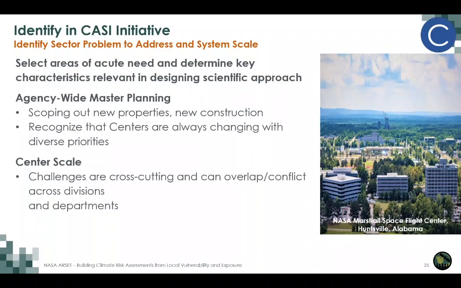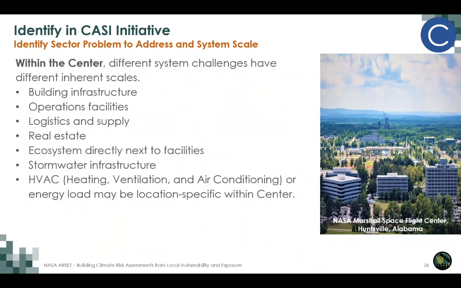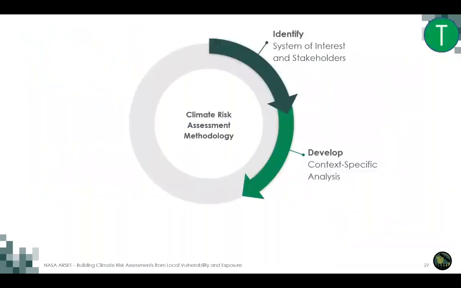At an agency level, the priorities and budget allocations are longer term, like scoping out new properties and new constructions, whereas at center scale, the challenges are cross-cutting between departments. Infrastructurally, these challenges within a center also have different spatial and temporal scales. Plus, different centers in different locations have diverse priorities. A building infrastructure project has different temporal priorities versus an ecosystem rehabilitation project. So that was step one, or phase one, of identify in the CASI initiative.